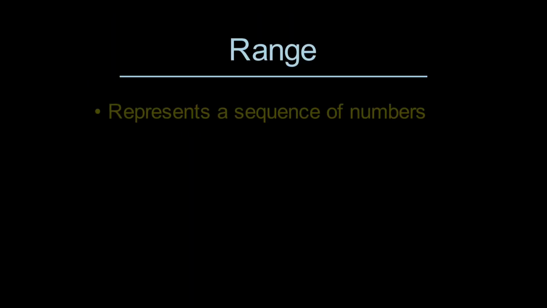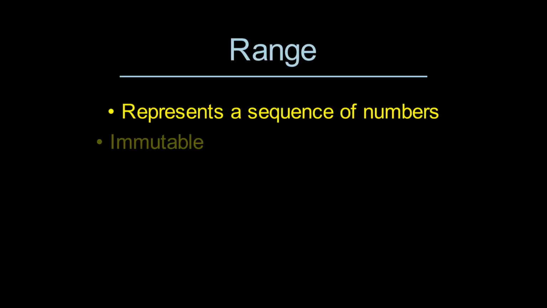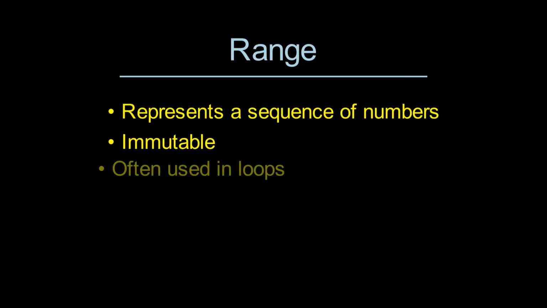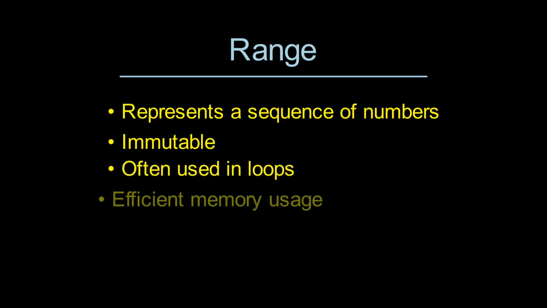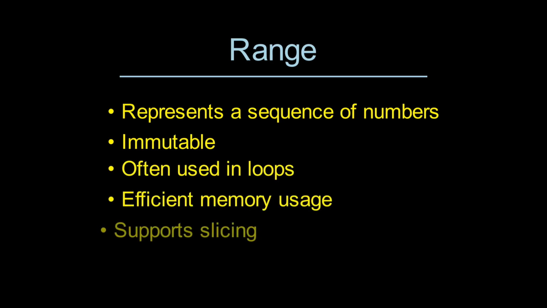Now let's explore Python's range object, a powerful tool for working with sequences of numbers. Let's look at the key characteristics of range objects. They represent ordered sequences of numbers. Once created, they can't be modified. They are immutable. They are commonly used in for loops and iterations. They are memory efficient, only storing the start, stop and step values. And they support slicing operations just like lists.